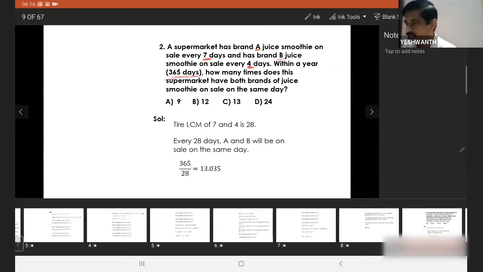So we should divide the 365 days by this common LCM. 365 by 28 is giving you 13.035. So option C satisfies. Please note fast. Okay, let's go to the next question.